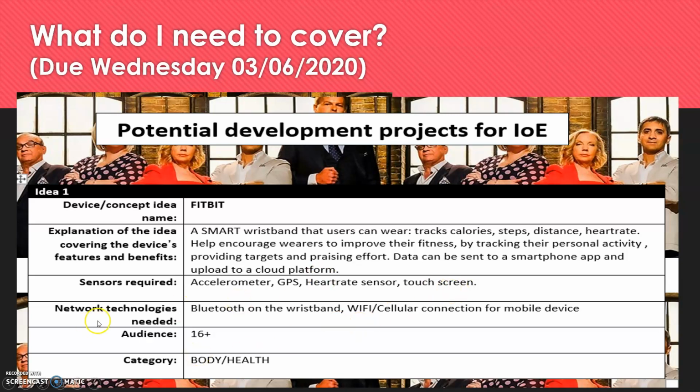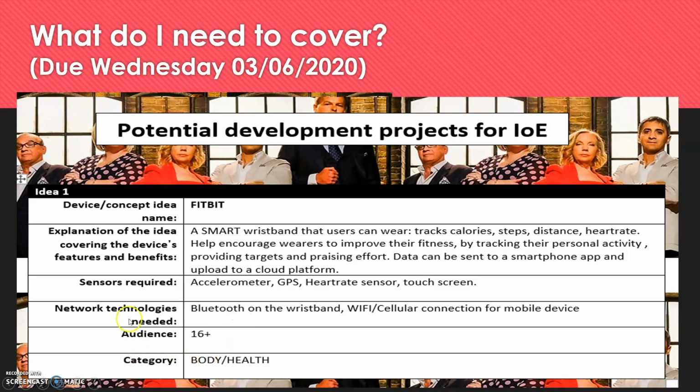What network technology is needed? In this case, I've said that I'm going to require Bluetooth for the wristband, so it can beam the data that it collects to the smartphone. And then on the mobile device of the user, they're going to be required to have a Wi-Fi or cellular connection so the data can be uploaded to the cloud service.